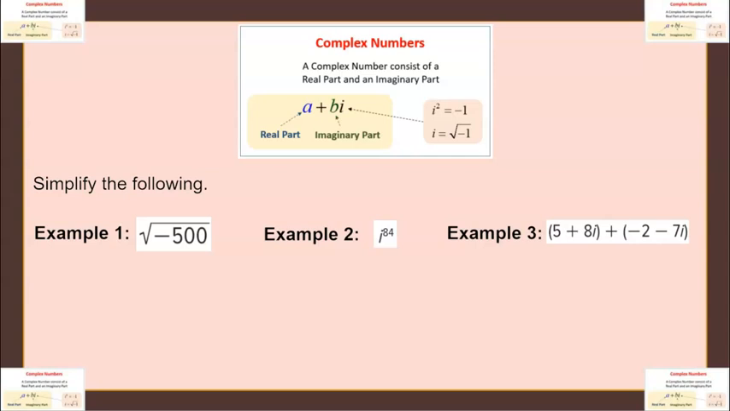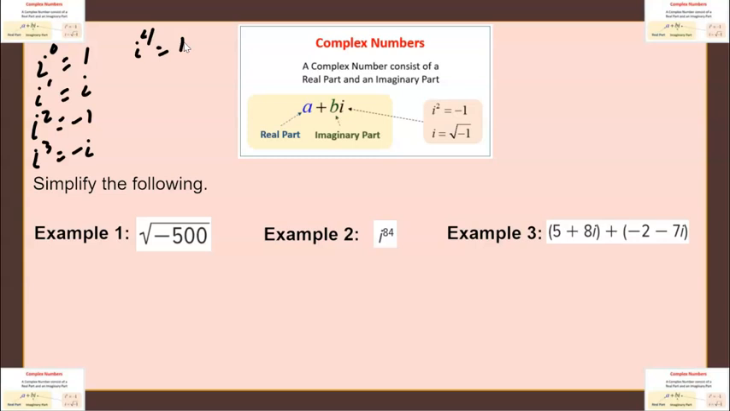So just to help us out, especially with example 2: i to the 0 power is going to equal 1. i to the first power is equal to i. i to the second power is -1. And then we have i to the third power, which is -1 times i, which would be a negative i. And then we repeat. i to the fourth is going to get us back to 1, because it would be -1 times -1, and -1 times -1 is 1.